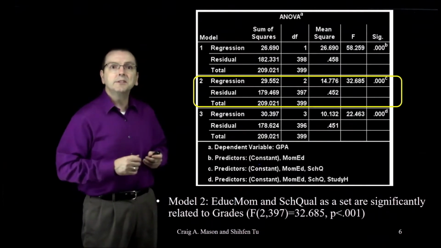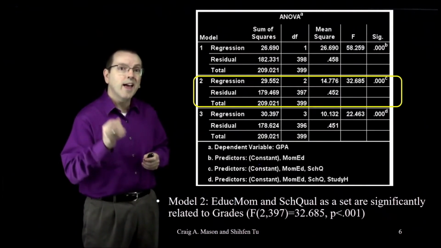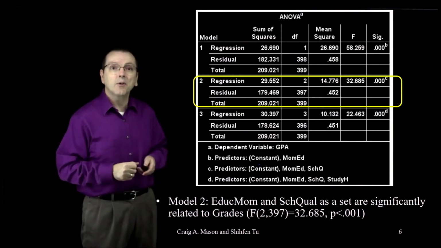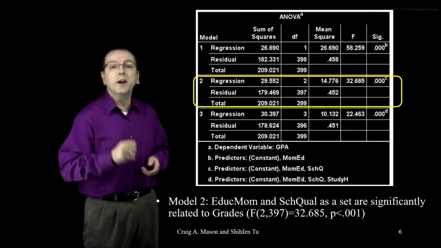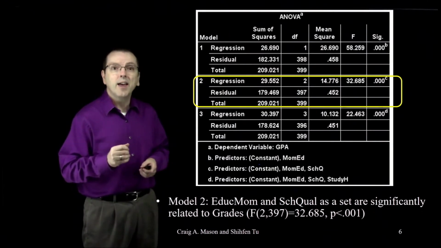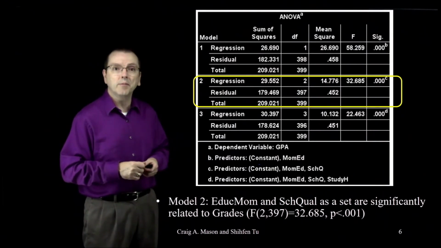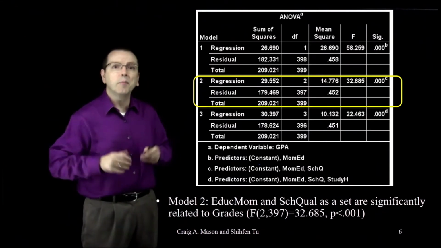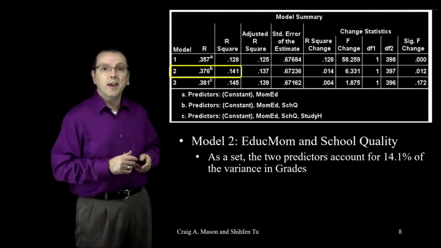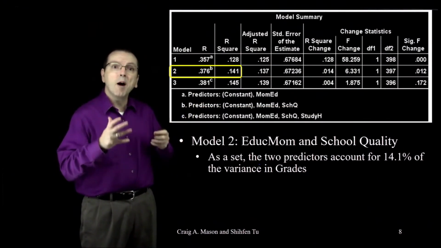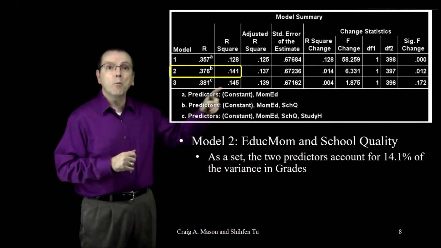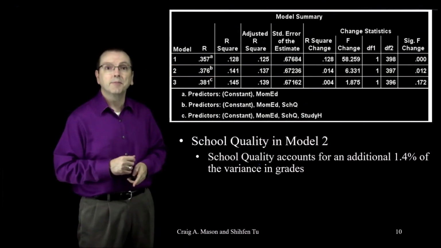Okay? Here we see that mother's education and school quality as a set or team has a statistically significant effect on grades, with an F with 2 and 397 degrees of freedom equal to 32.685 and a p-value less than 0.001. Now, how large is that combined effect? Well, let's look at this model summary table. And in it, we see that mom's education and school quality as a set account for 14.1% of the variance in grades.